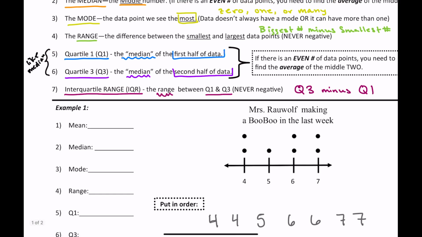And then the interquartile range, oh gosh, the IQR, we're going to call it the IQR because I can't say that word, is the range between Q1 and Q3. So just like the range, except you're going to take Q3 minus Q1. So this guy is like this guy. These two guys are like this guy, okay? So let's just jump into it.